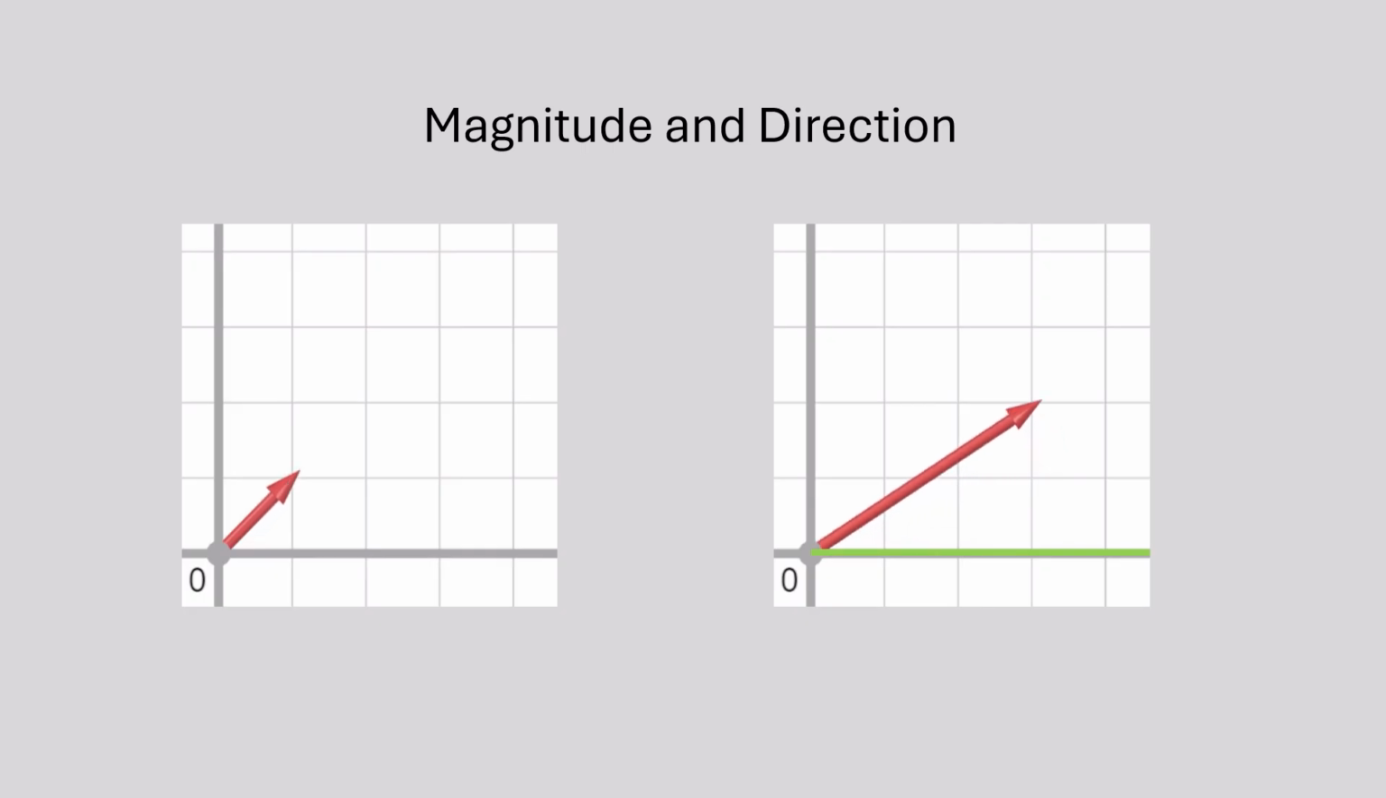Vectors also have magnitude and direction. Graphically, the magnitude will be the length of the vector, and the direction will be wherever the vector points. The direction might be an angle with the x-axis or another vector. It'll depend on the context.